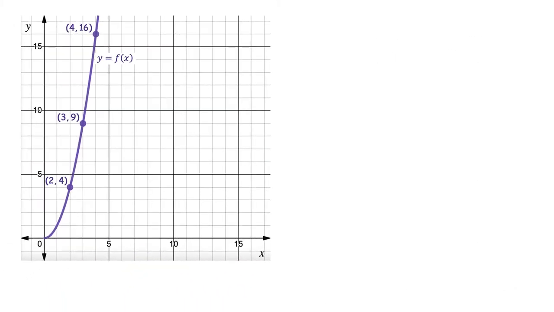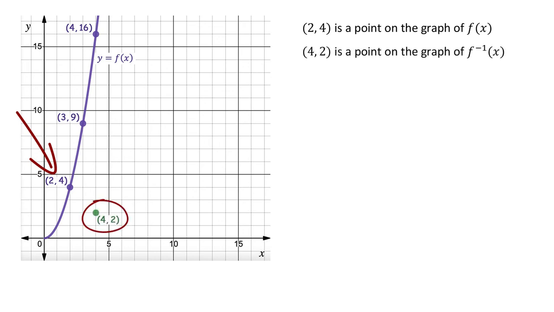From this graph of f of x, we can see that f passes both the vertical and horizontal line tests. So f is a one-to-one function. This means we can swap inputs and outputs to plot points on the graph of f inverse. Since the ordered pair (2, 4) is a point on the graph of f, we swap x and y to get the point (4, 2) on the graph of f inverse.